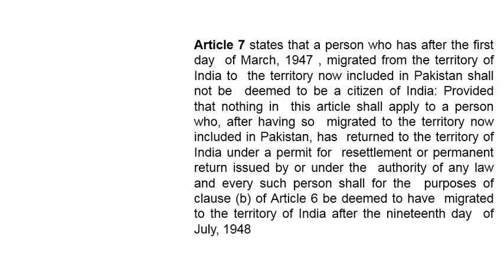Then Article 7 states that a person who has, after the first day of March 1947, migrated from the territory of India to the territory now included in Pakistan shall not be deemed to be a citizen of India. That means if one migrated from India to what is now Pakistan, then he will not be deemed to be a citizen of India, provided that nothing in this article shall apply to a person who, after having so migrated to the territory now included in Pakistan, has returned to the Indian territory under a permit for resettlement or permanent return issued by or under the authority of any law, and every such person shall, for the purposes of clause B of Article 6, be deemed to have migrated to the territory of India after the 19th of July 1948. That means if I am going to Pakistan, then I am not eligible.